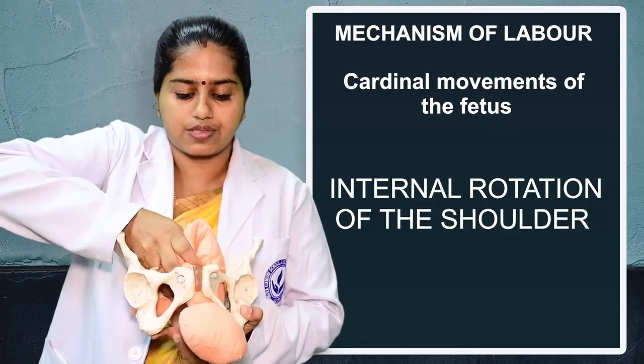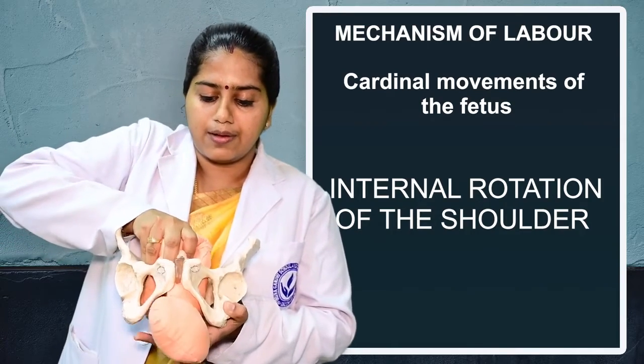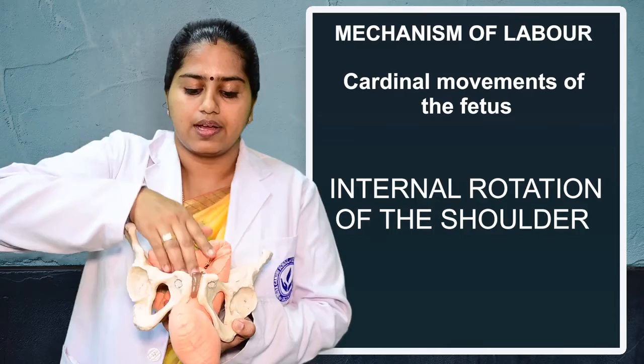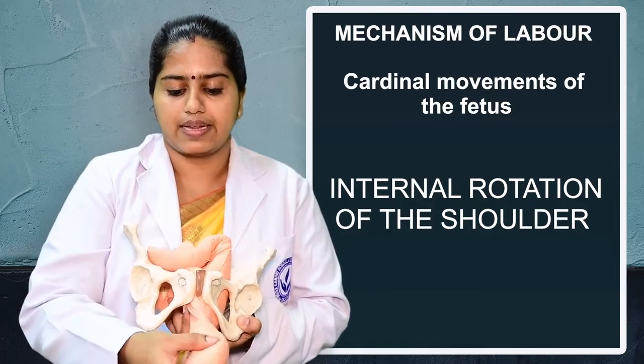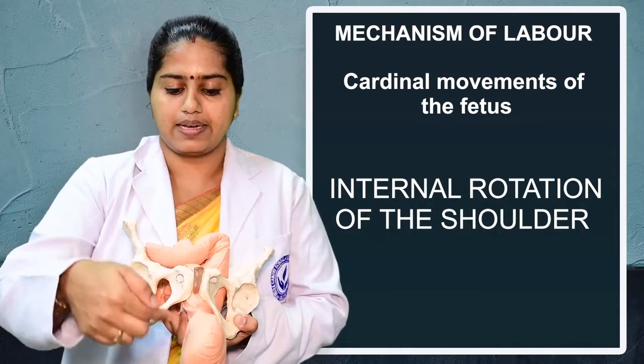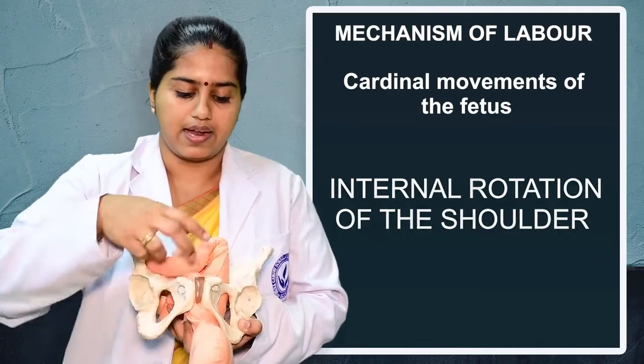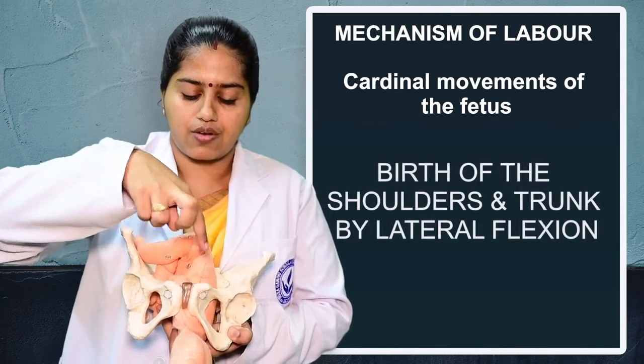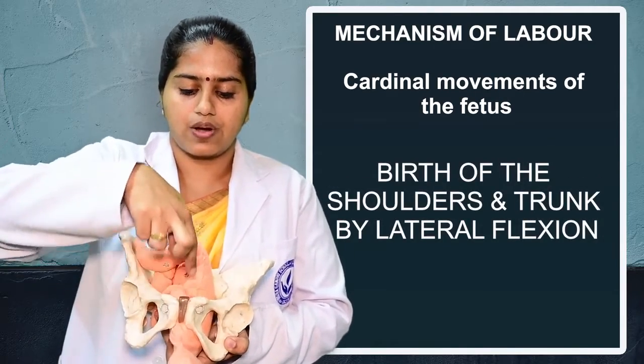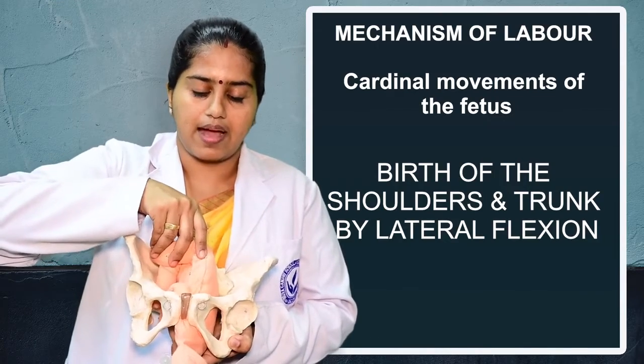Now the shoulder, if you see, will lie in the pelvic outlet. So if you see, when the shoulder is rotating, the head also will be rotating. That is known as external rotation of the head. So after the internal rotation of the shoulder, the head, shoulder and the body are in the same alignment.